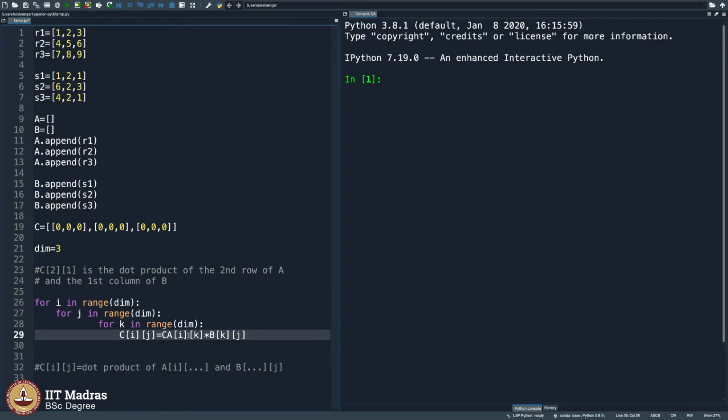think for a minute, maybe this is a confusion point. Don't worry, if you stare at it for a few minutes, you'll get through. I should write C of IJ equals C of IJ plus A of IK into B of KJ.